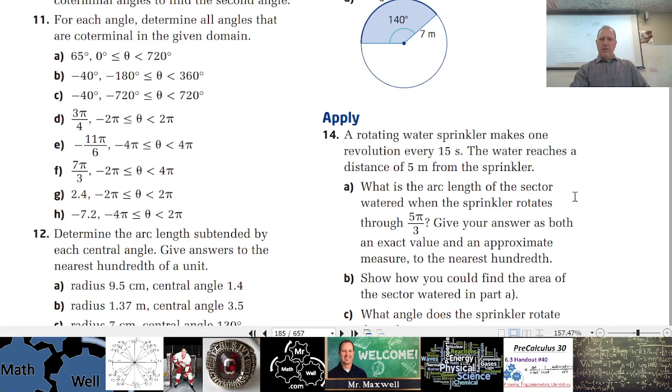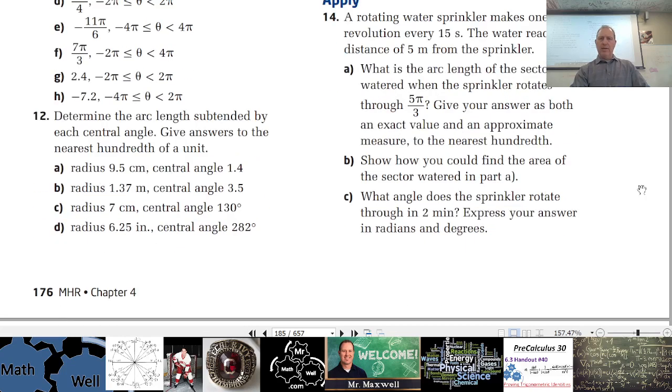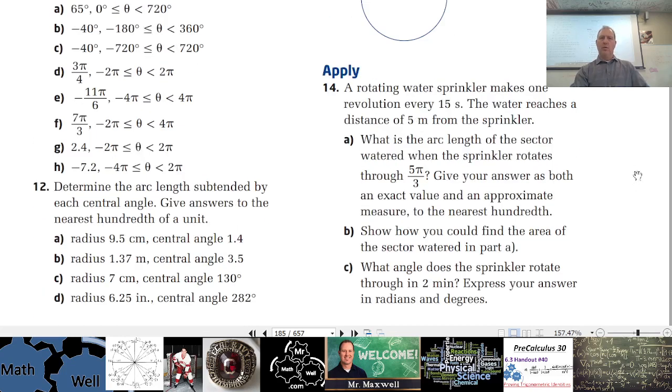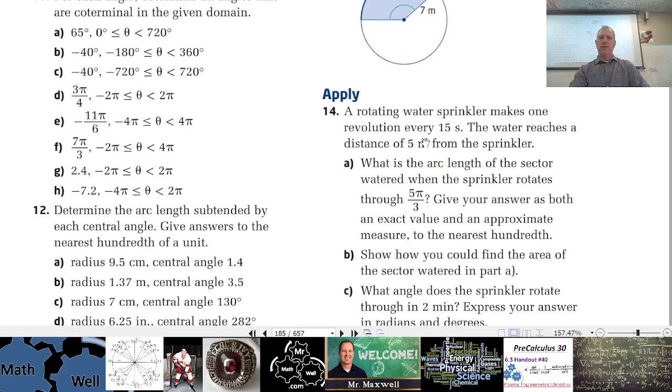I was asked about 14. Okay, 14 will take a little more time to work through, but let me just read it quick. A rotating water sprinkler makes 1 revolution every 15 seconds. The water reaches a distance of 5 meters from the sprinkler. So if the sprinkler is at 0, 0, 5 meters around, the radius would be 5 meters. For 1 revolution, that's 2 pi radians per 15 seconds.